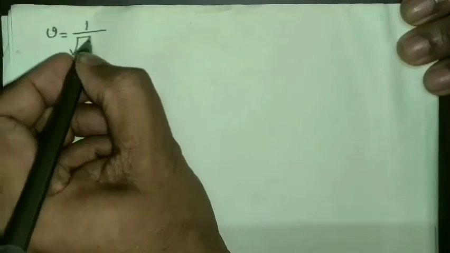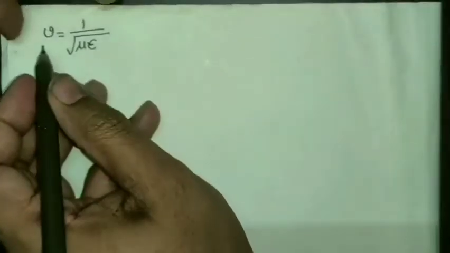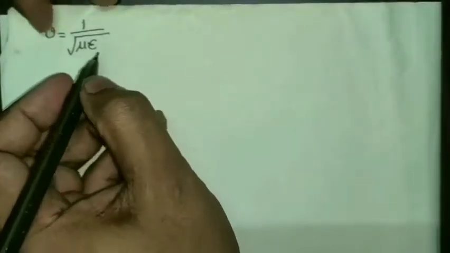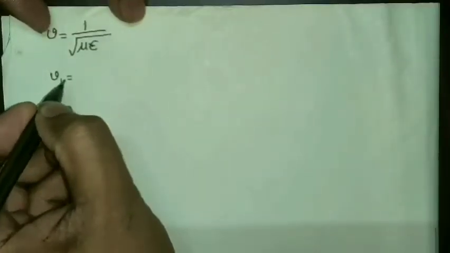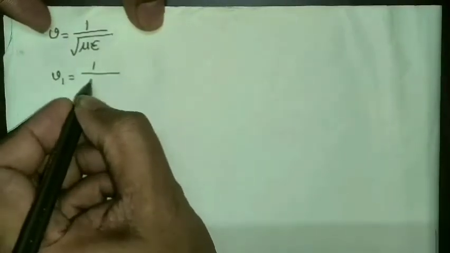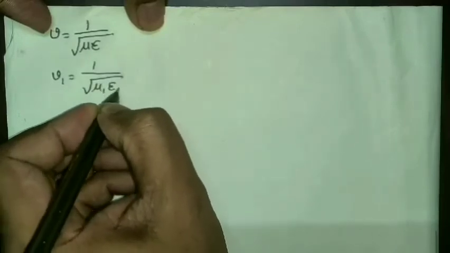In the next case, we have the formula for the velocity in terms of permeability and permittivity. The velocity can be taken as 1 by the square root of the product of the permeability and the permittivity of the medium. This is the representation for the velocity. For example, for medium 1, v1 equals 1 by square root of mu1 into epsilon1.